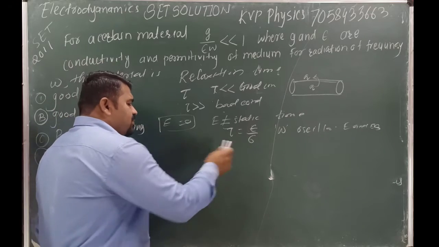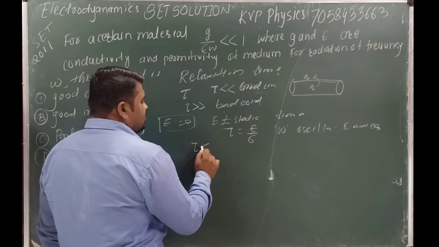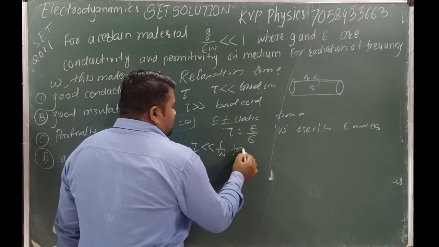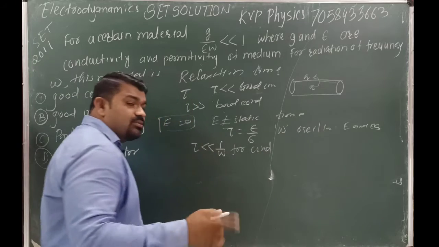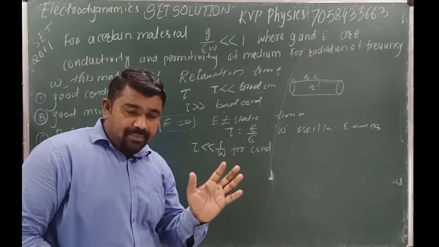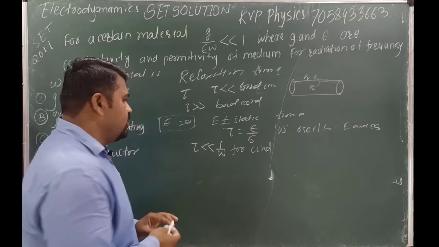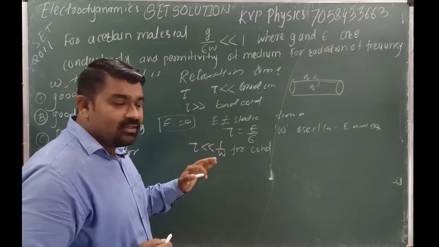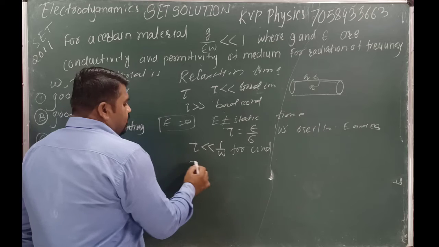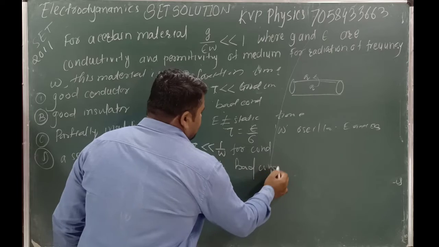Got it? What is the relation between tau and frequency? Tau is very, very less than 1 by omega for a good conductor. Whether this is a good conductor or bad conductor depends upon relaxation time, permittivity, conductivity, as well as frequency. Tau is very less than 1 by omega for a good conductor, and tau is very greater than 1 by omega for a bad conductor.